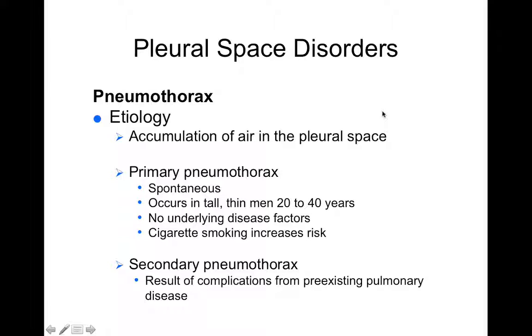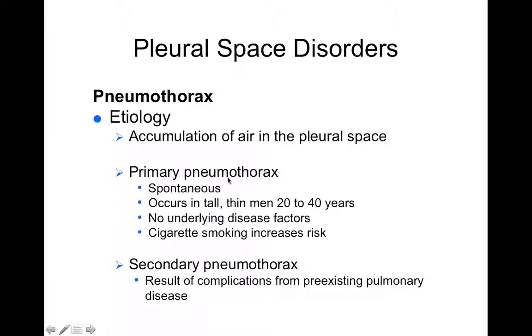This is now getting away from the intrinsic restrictive disorders. Now we're getting to the extrinsic or extrapulmonary restrictive disorders. And so we'll talk about the pleural space disorders. Remember, the pleura are the tissues that surround each lung, and they help anchor the lung to the inner thoracic wall, but they also reduce surface tension in that fluid and reduce friction.